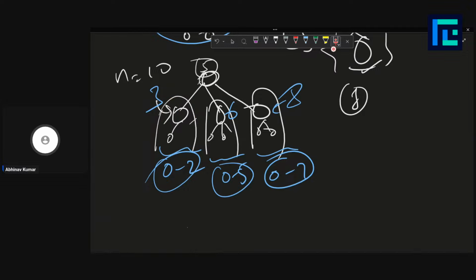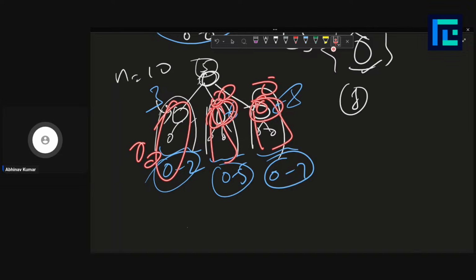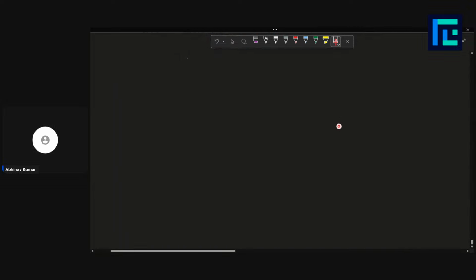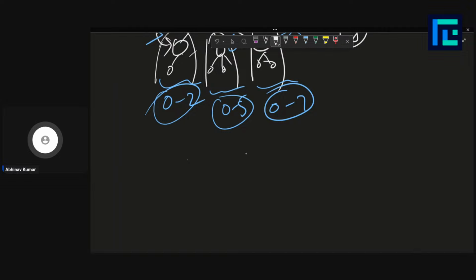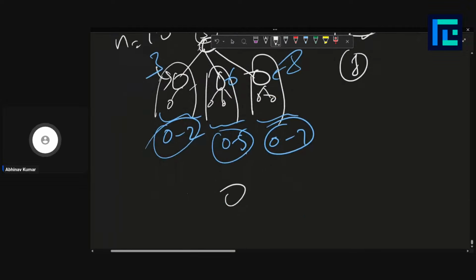But I'm telling that for this node, all these three nodes are not a leaf. So if they are not a leaf, then 0 can be present in either this subtree or that subtree. Only in any one of the subtrees you can have 0. For the rest of the two subtrees, both of these values would become 0. That means you are having 0 three times. This is not possible.